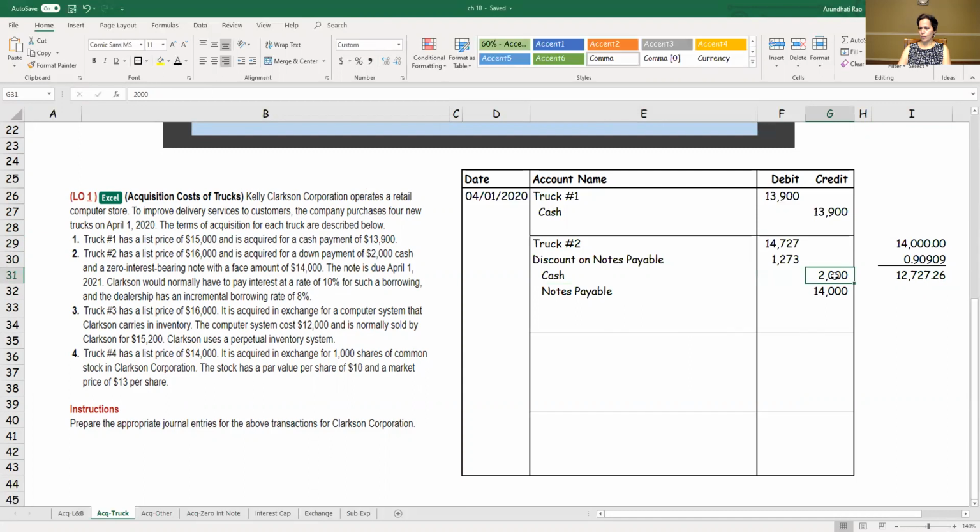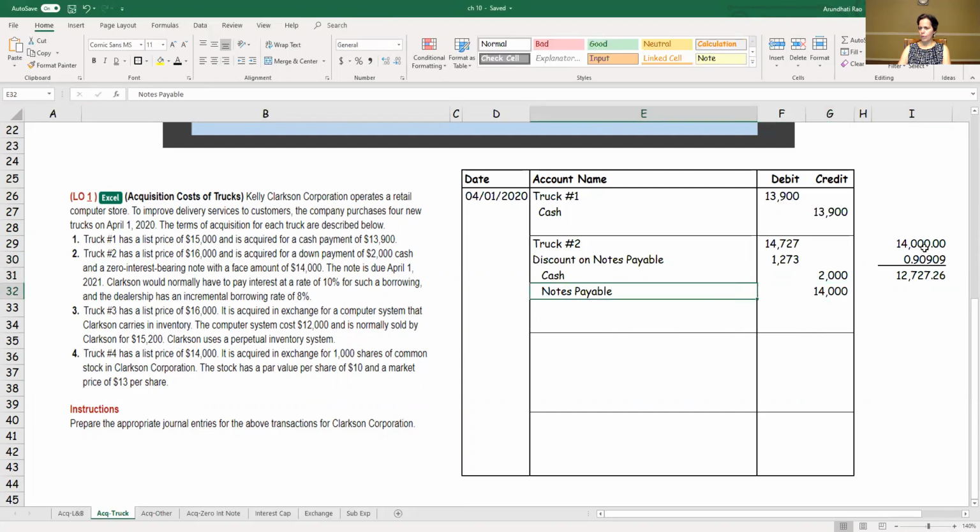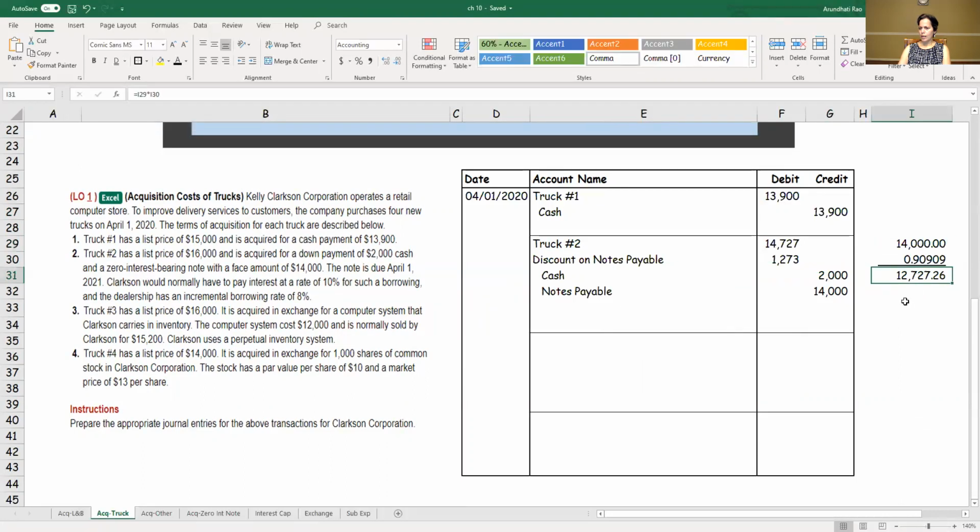I paid cash of $2,000. The face value of the note is $14,000. The present value of the note is $12,727. I add $2,000, the cash that I paid, to that, and that gives me what I'm going to debit my truck at. So the truck is recognized at the present value of the note plus any cash that is paid. The difference is the discount. That's basically the interest on this.